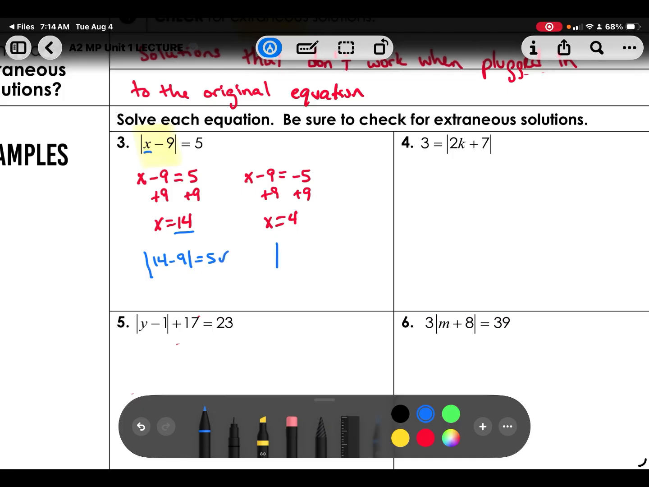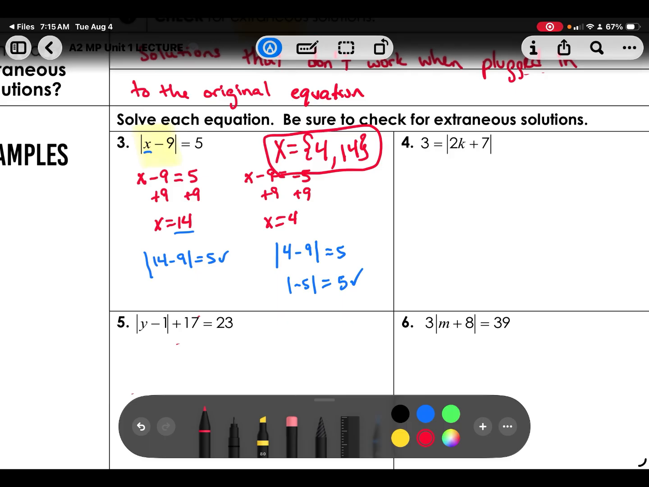So if I plug in a 4, if I do 4 minus 9 and take the absolute value, does that equal 5? Well, 4 minus 9 is -5, and the absolute value of -5 is 5. So yes, it does work. So I have two solutions, and I can just say that x equals both 4 and 14, and that's my solution.